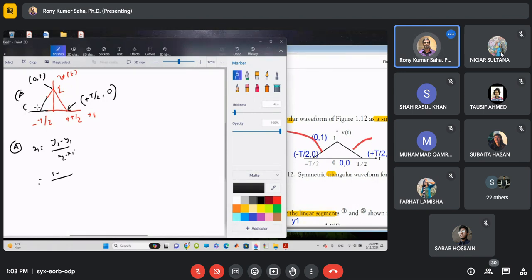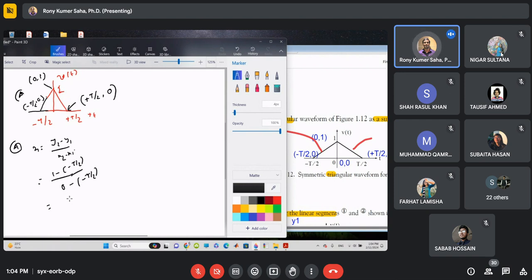So this should actually be x is minus t over 2 and y is basically 0. That's the same. And here x0, y2, so y2 minus y1 means minus t over 2. Similarly, x2 minus x1: x2 is 0, minus x1 is minus t by 2. Okay, so you can find these values.